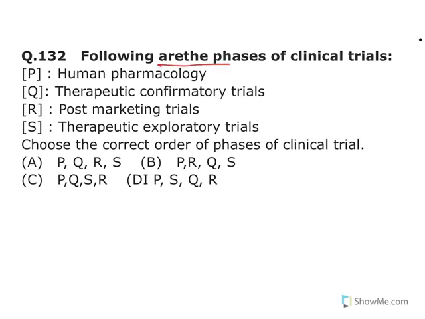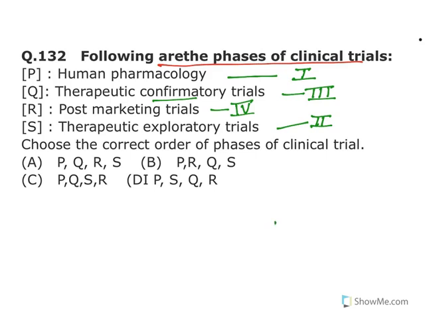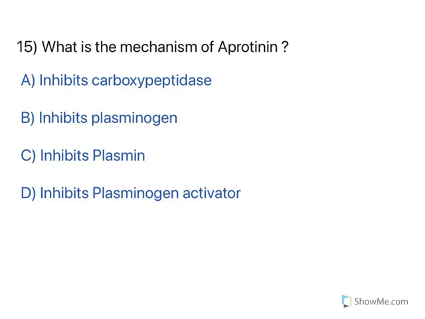Now, following are the phases of clinical trials. Let us understand this. See, phase 1 is always human pharmacology. Phase 2 is therapeutic exploratory trials. Therapeutics can be explored in this phase, whereas in phase 3, the therapeutics can be confirmed, confirmatory trials. Whereas the fourth one is post-marketing surveillance. So, what is the order? First one is P, second one is S, third one is Q, fourth one is R. PSQR. This one is the answer. Moving to the next one.